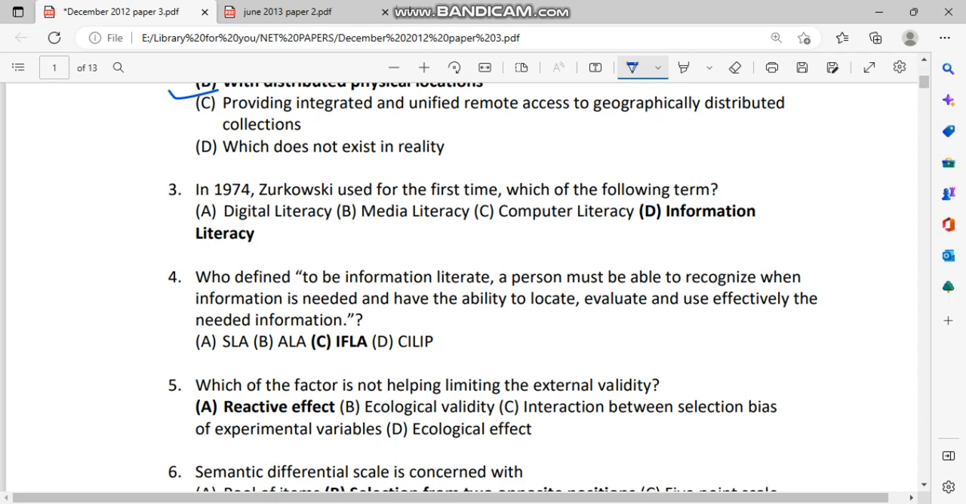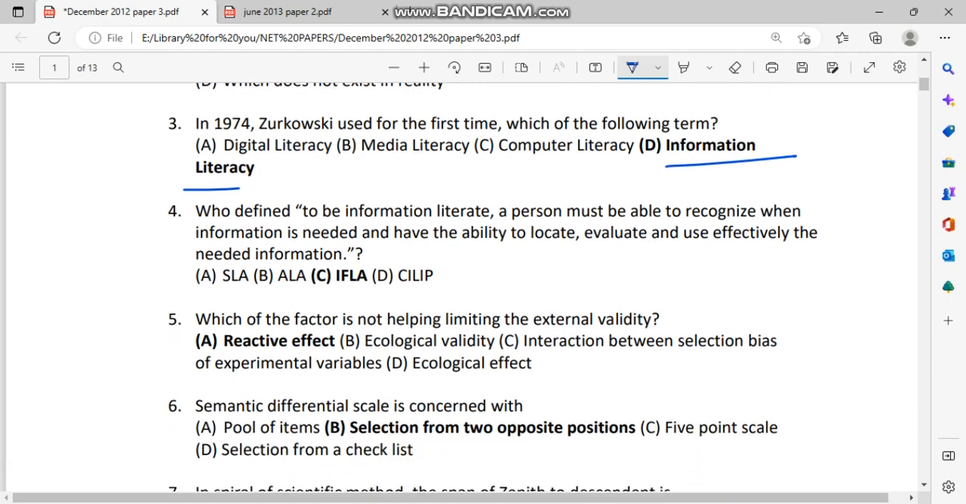In 1974, Zurkowski used for the first time which of the following terms, that is, information literacy. Who defined it? To be information literate, a person must be able to recognize when information is needed and have the ability to locate, evaluate and use efficiently the needed information. By IFLA.